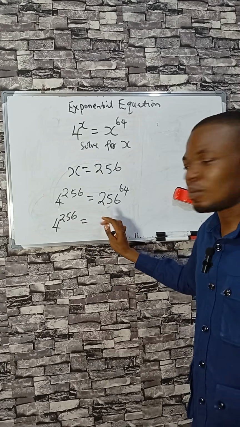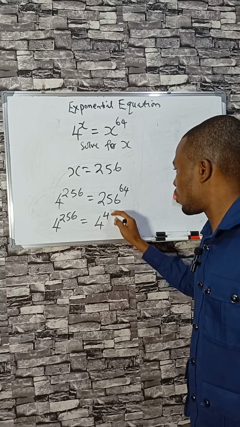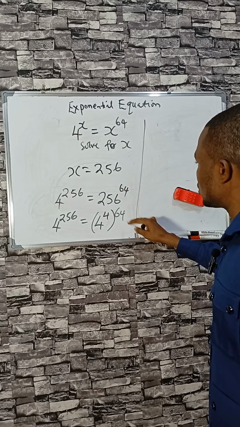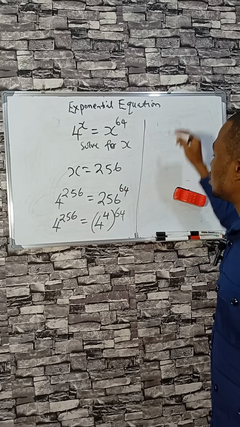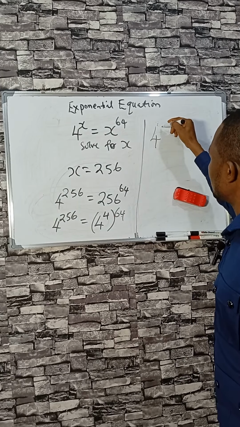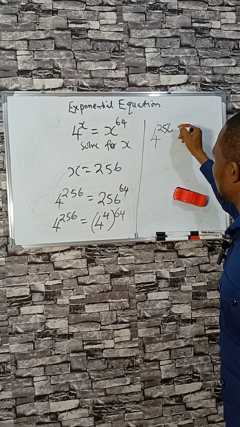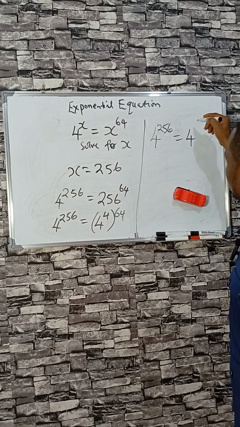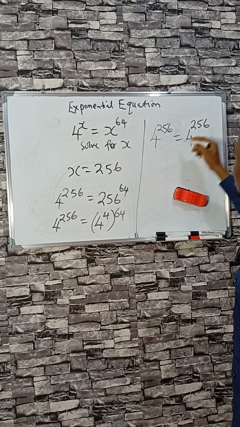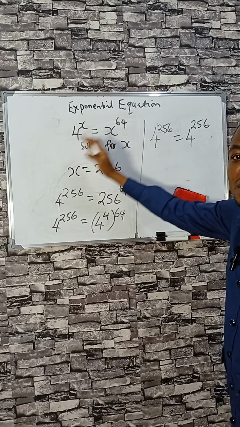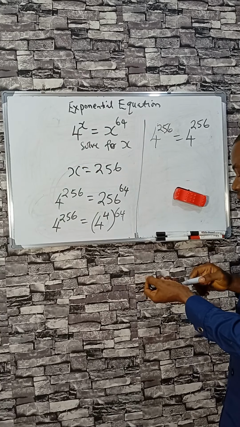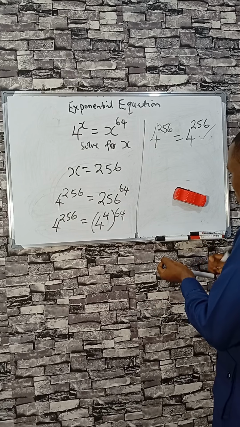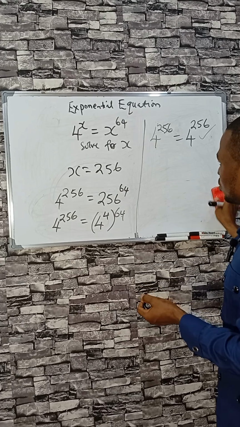Now 256 can be written as 4 raised to the power 4, then raised to the power 64. Of course, 4 times 64 is 256. So 4 raised to the power of this times this is 256. That means the left hand side equals the right hand side, and it shows that the value of x as 256 was correct. But let's try with base 2.